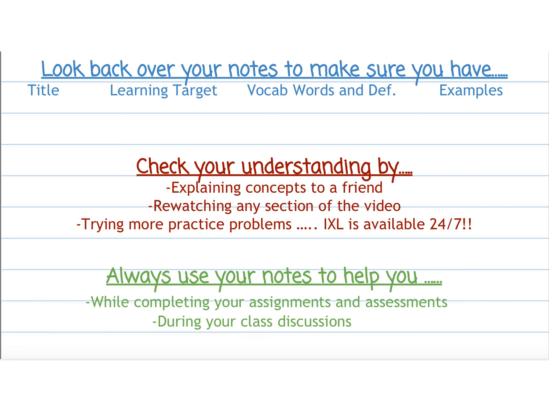Okay, that's everything on comparing and ordering integers and the absolute value. If you're stuck, go back and rewatch it. Make sure that your notes have the title, the learning target, all the vocab words with definitions, and all those examples written down as well. You can always rewatch, like I said. Make sure you have your notes in class, so put them in your backpack right now to make sure that you have them, and that way you can use them as we're practicing.